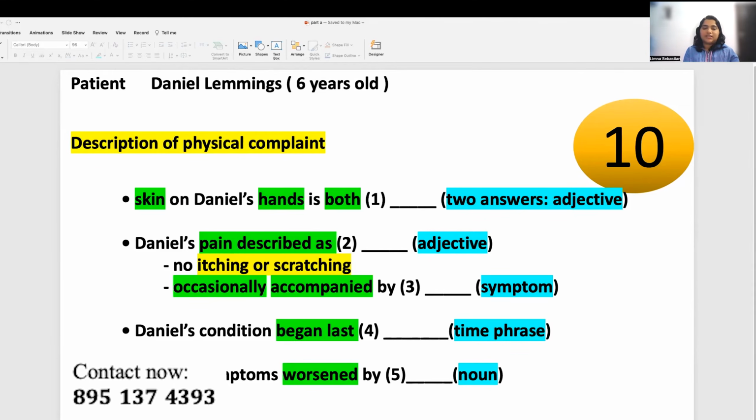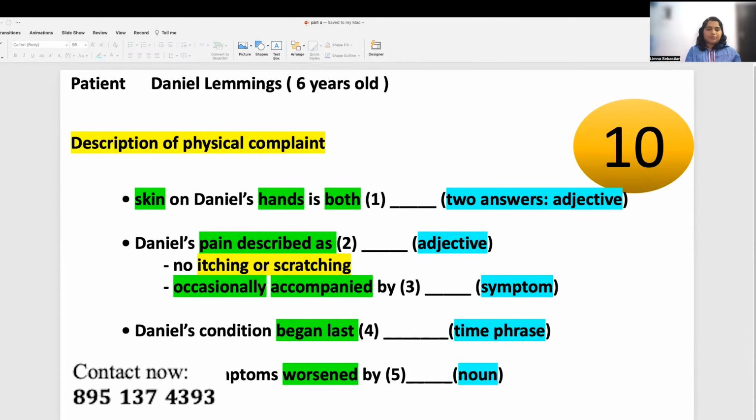The third point there is written occasionally accompanied by. So we can predict maybe she will tell another symptom, because there is no itching or scratching. Those are also symptoms, but the son doesn't have that one. But occasionally accompanied by. So occasionally is an important word, because maybe the mother will use some synonyms there, sometimes. Okay, those are important keywords, and we can expect maybe the mother will tell some symptoms there.